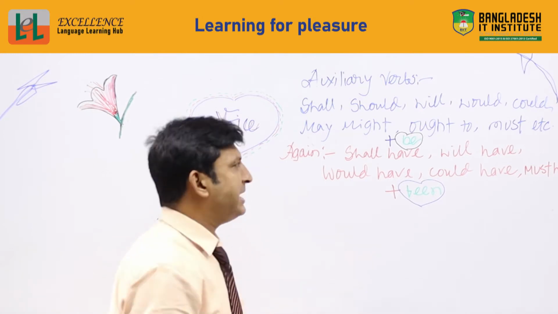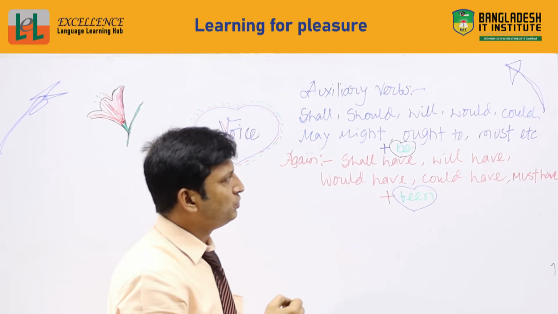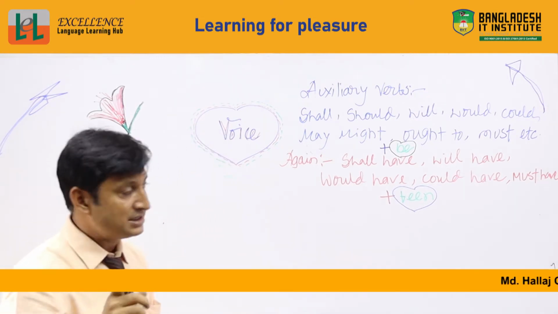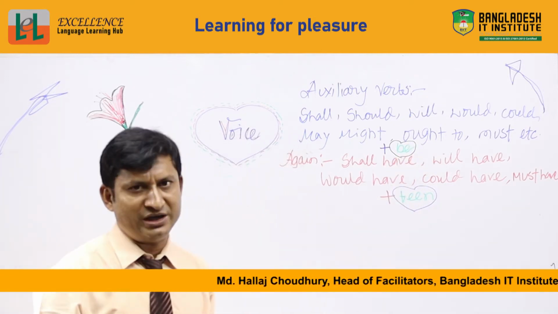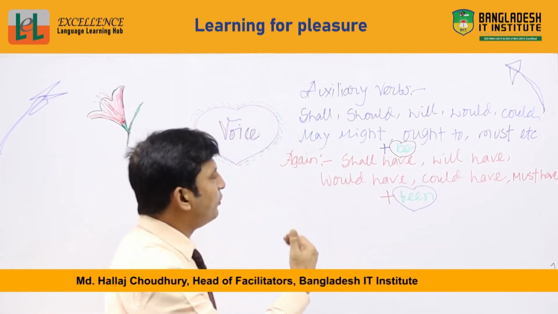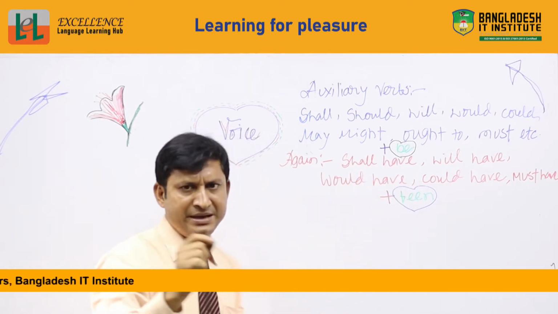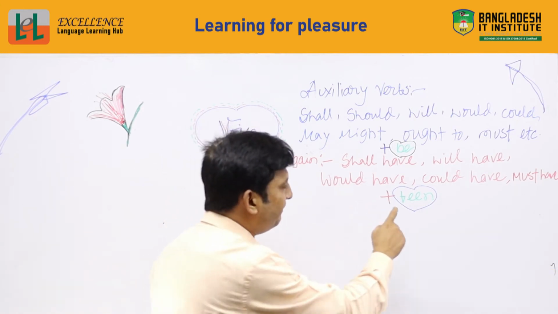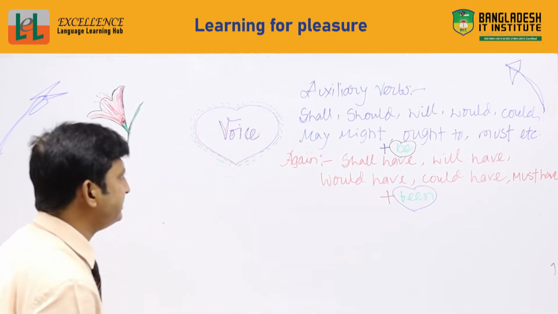So keep in mind that when we get shall, should, will, would, could, may, might, ought to, and must, we of course use be in passive voice. On the other hand, when we get shall have, will have, would have, could have, must have, then we will use been in passive voice. So let's go for some examples here.